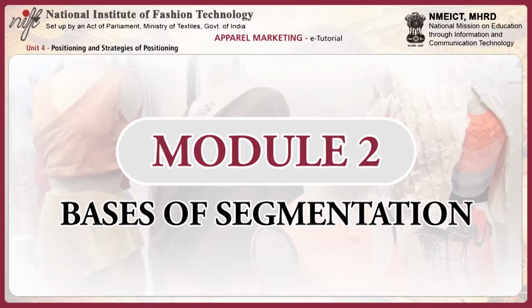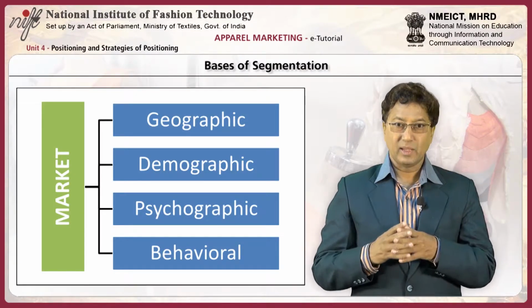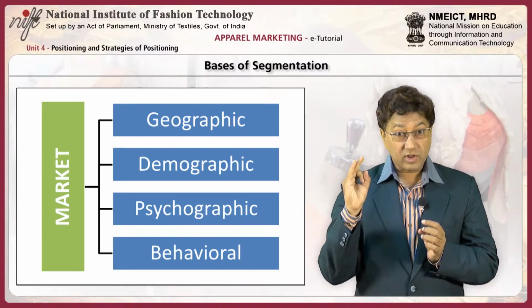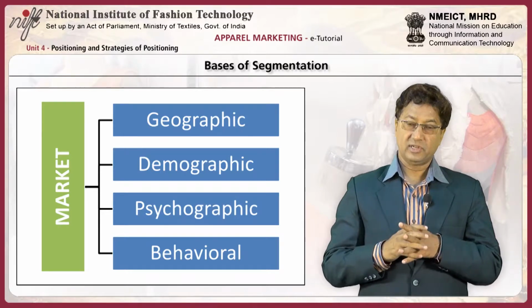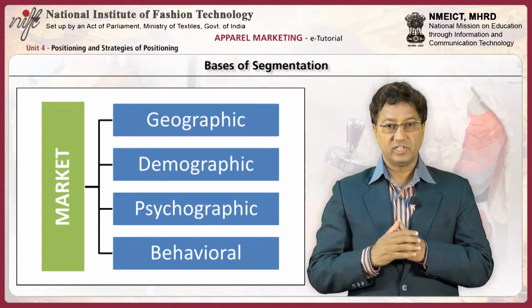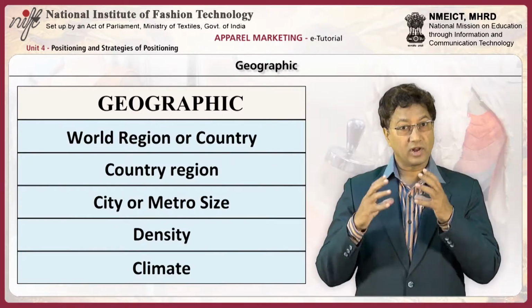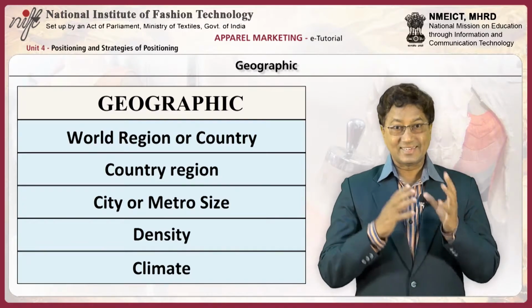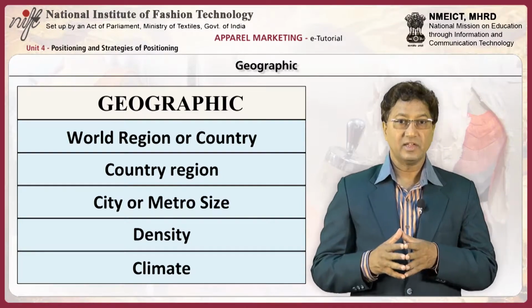Now let's look at the first step, looking at the basis of segmentation. A market can be broadly classified based on geographic, demographic, psychographic and behavioral factors. Now let's understand these factors one by one. A geographic basis of classification can be done on the basis of world region or country, country region, city or metro size, density, climate, etc.